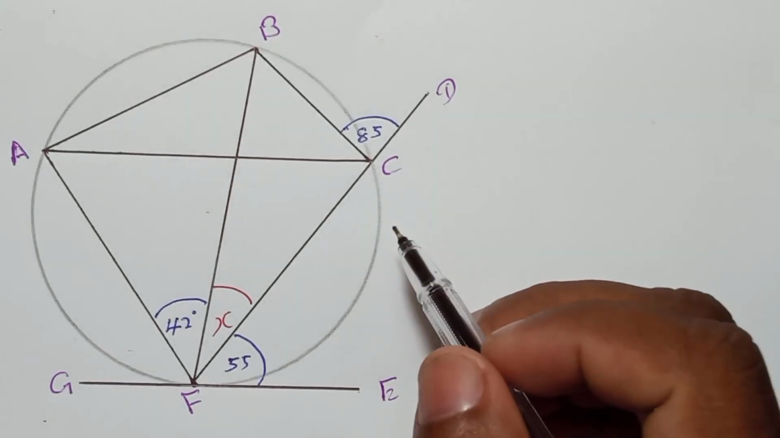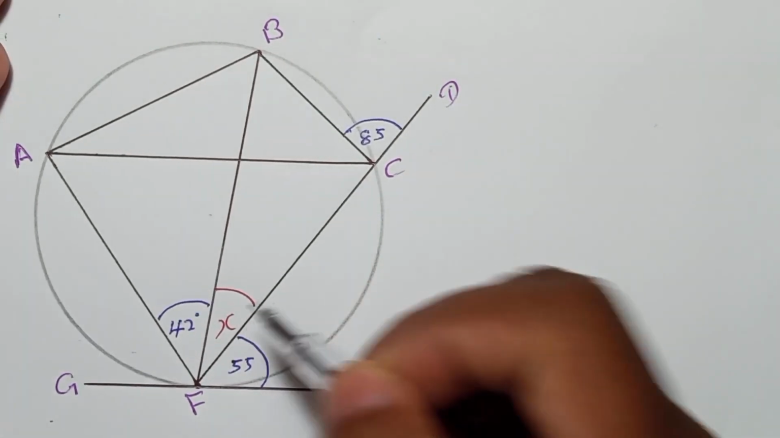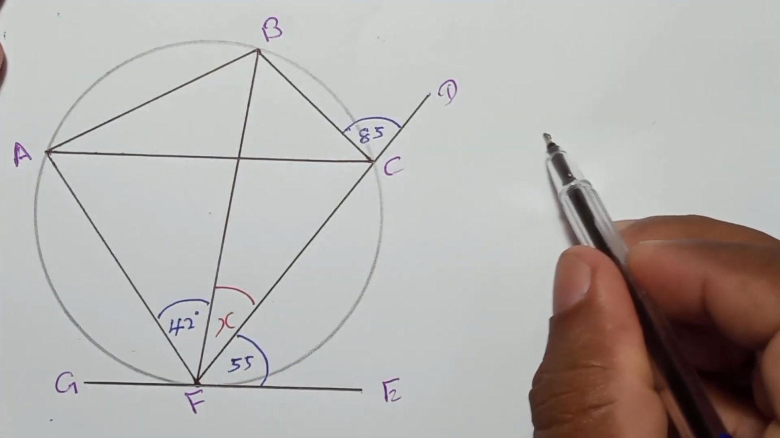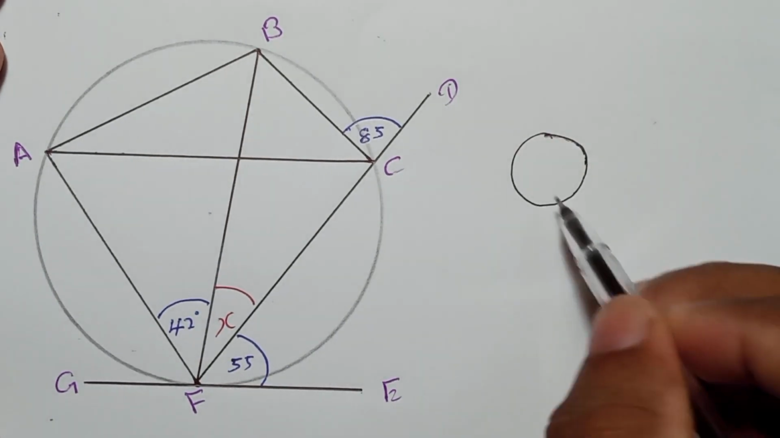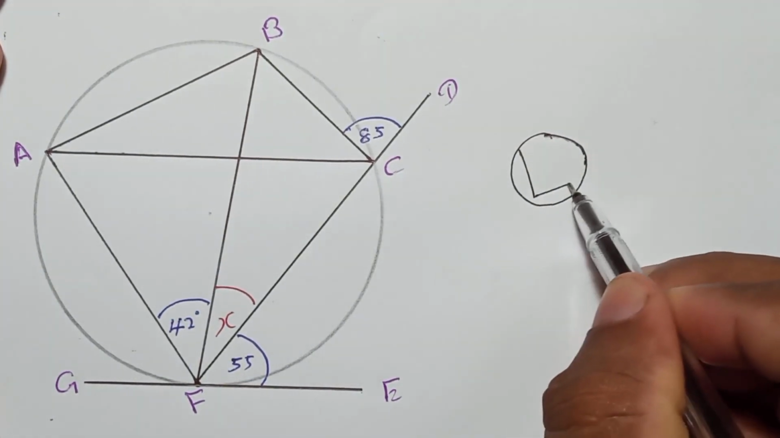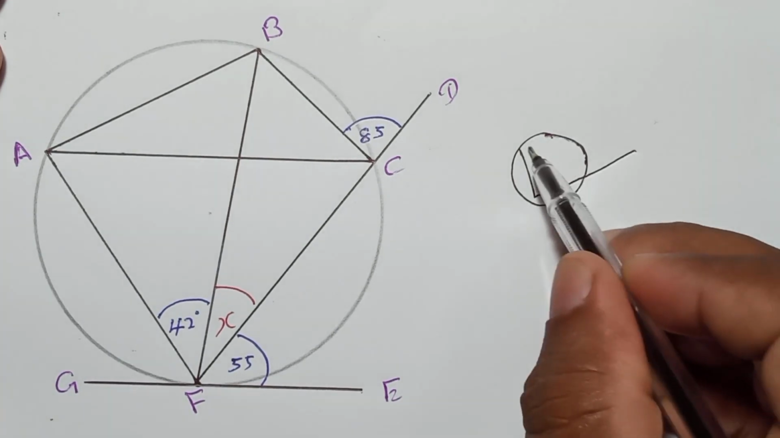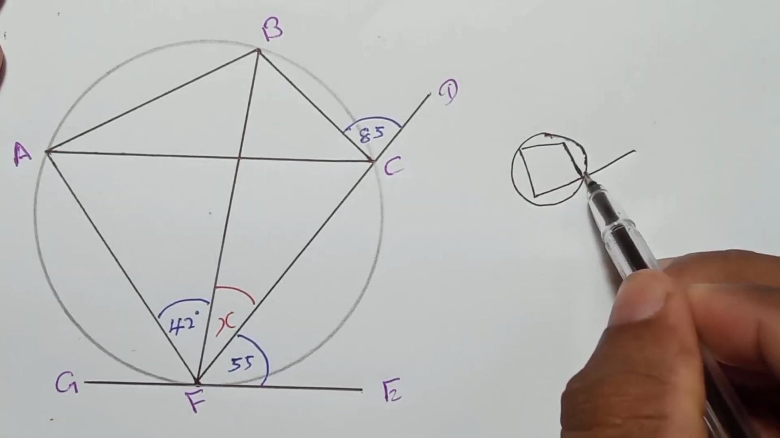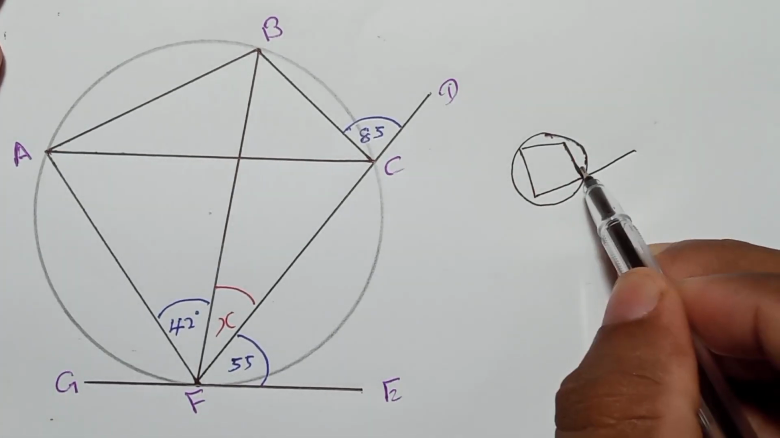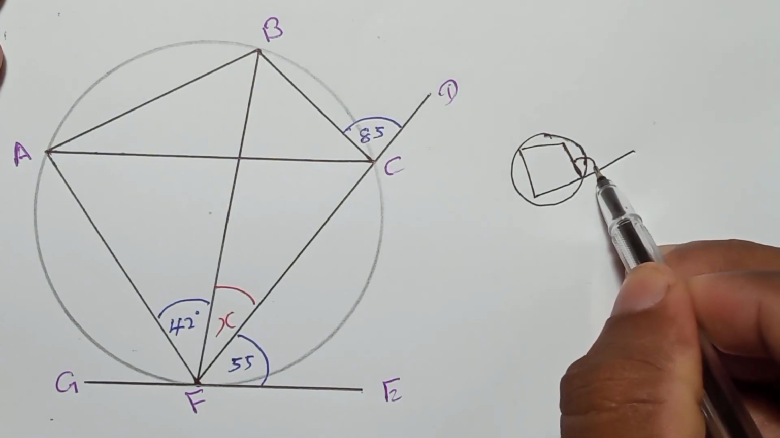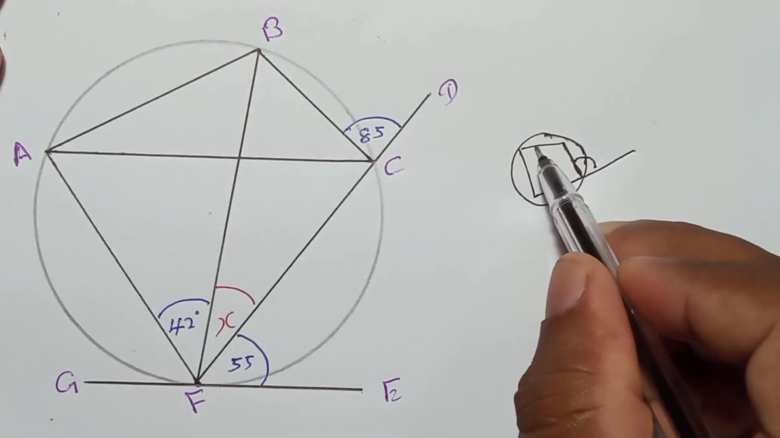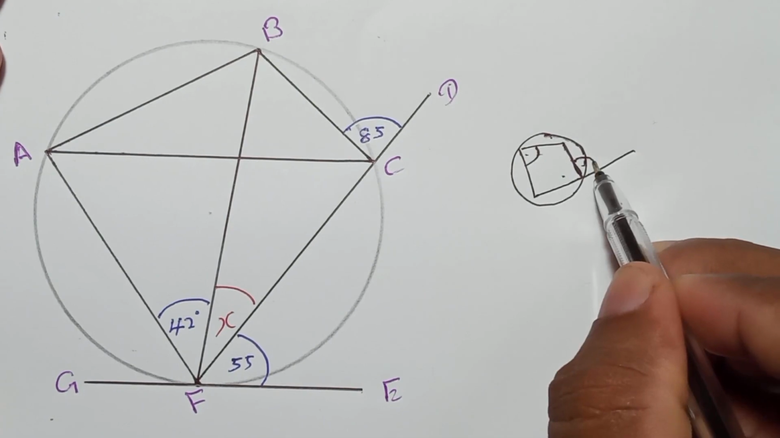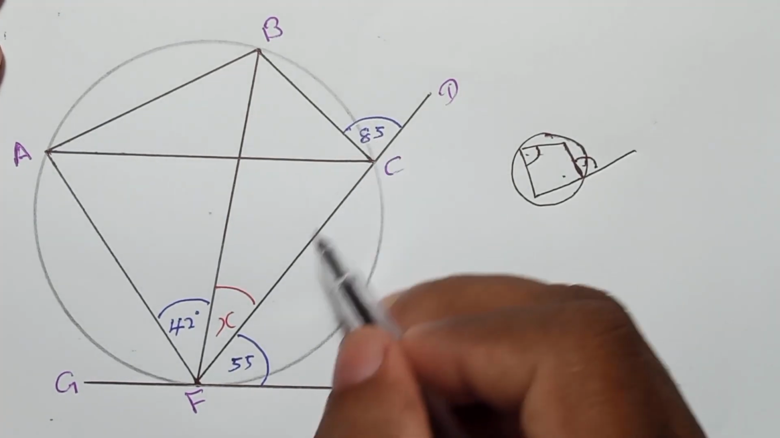Okay, now here, we need to get the value of x. You need to know this theorem: when you have a cyclic quadrilateral, I will draw it roughly, and if you extend one side like this way, this exterior angle will be equal to the interior opposite angle. That means these two are equal, right? That means here also we have it like that.